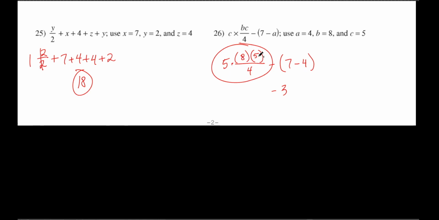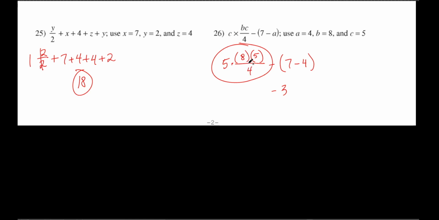You could go 8 times 5 is what? 40. And then divide it by 4. What's 40 divided by 4? 10, and then take that 10 and do what to it? Times it by 5. Okay? So you could do that. Okay? If you wanted to, you could do this as well.